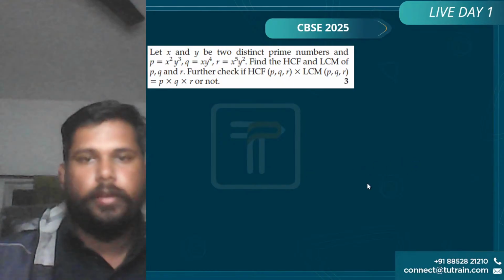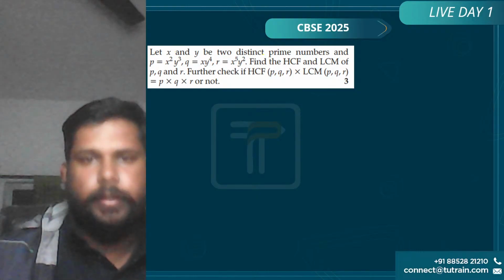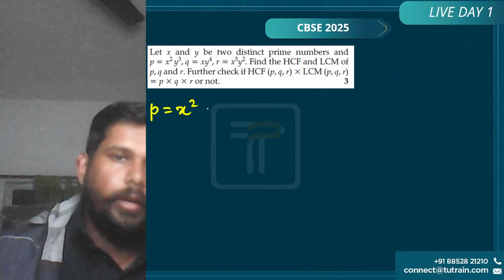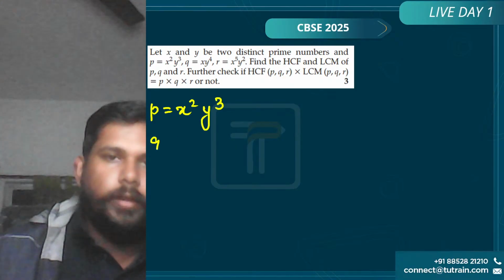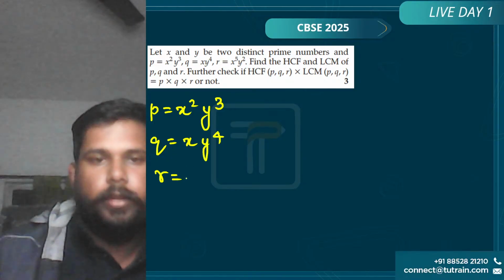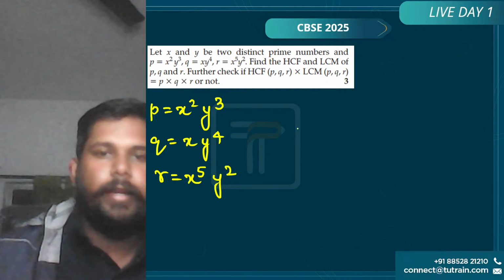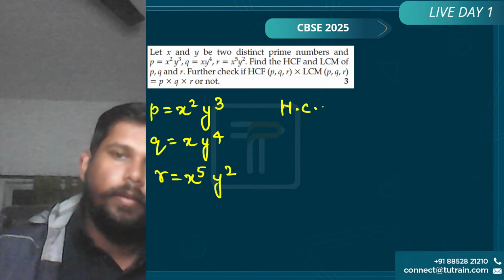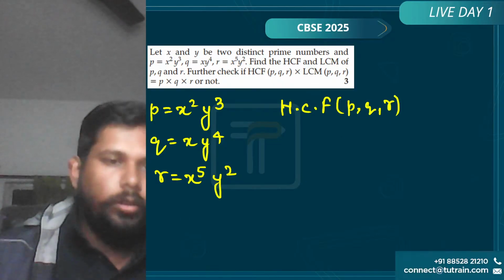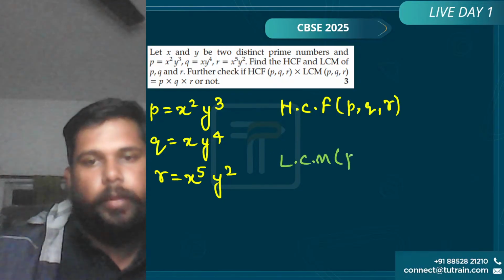Next question. Now here we are given that x and y are 2 distinct prime numbers, and p is equal to x square y cube, q is equal to x y to the power 4, and r is equal to x to the power 5 y square. You need to find the HCF of p, q and r, and also you need to find the LCM of p, q and r.